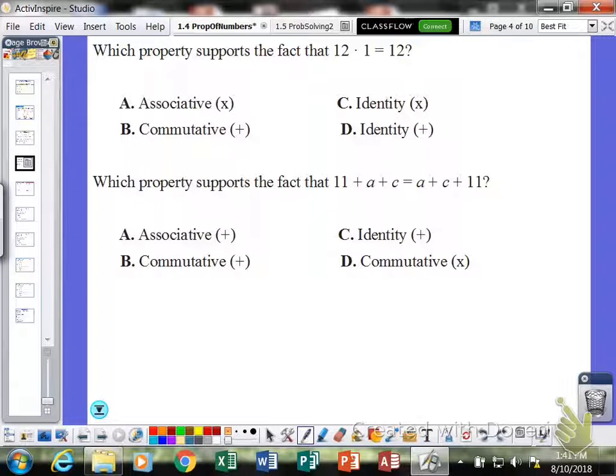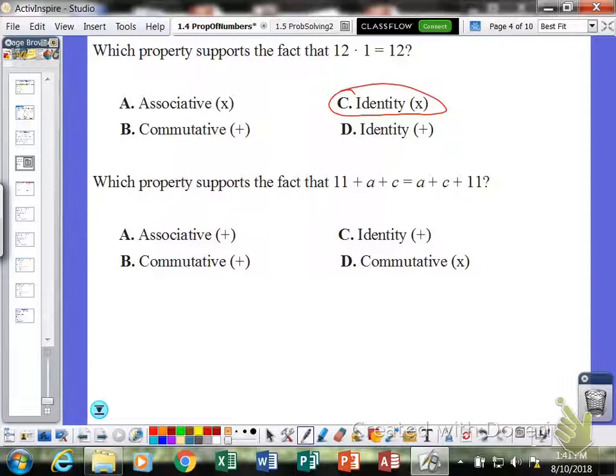Okay? All right, let's practice some more. Which property supports the fact that 12 times 1 equals 12? And see how I have the associative, and there's a multiplication and an addition, so we can abbreviate, that's fine. So 12 times 1 equals 12. That is an identity. Which identity is it? And you should say C. It is the multiplicative identity.